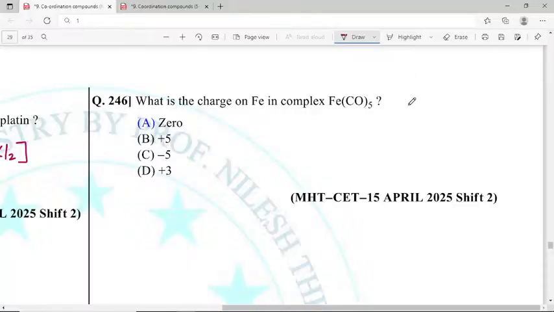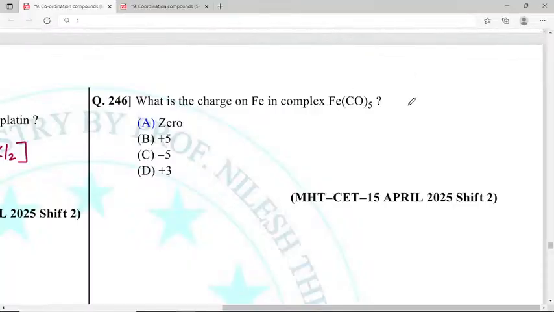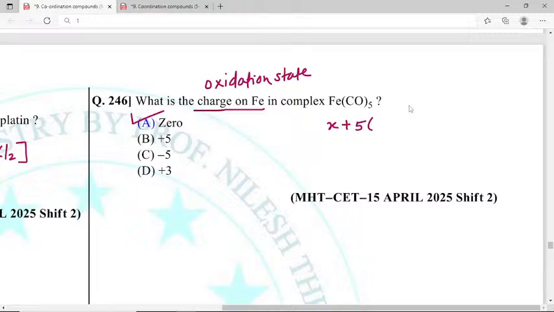What is the charge on Fe in the complex Fe(CO)5? The charge on Fe is the oxidation state. So the oxidation state is 0. How to calculate it? Fe as x plus 5 times CO as 0. The complex is 0, so x is equal to 0. Oxidation state is 0.